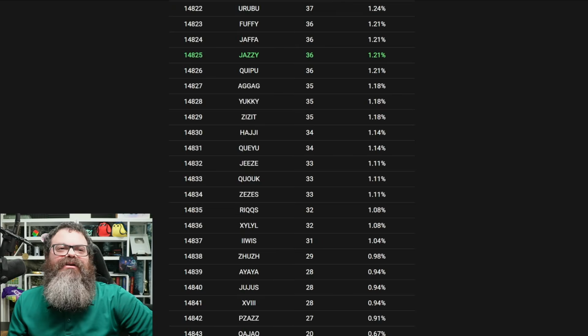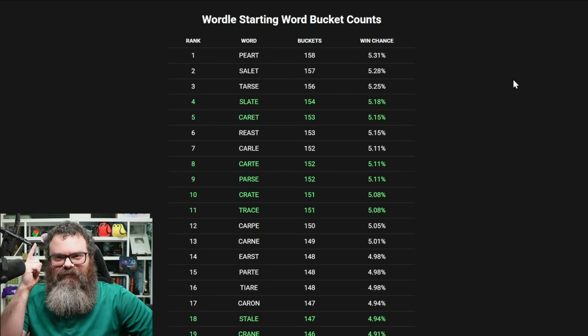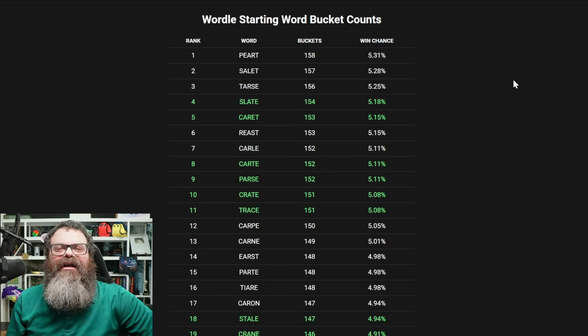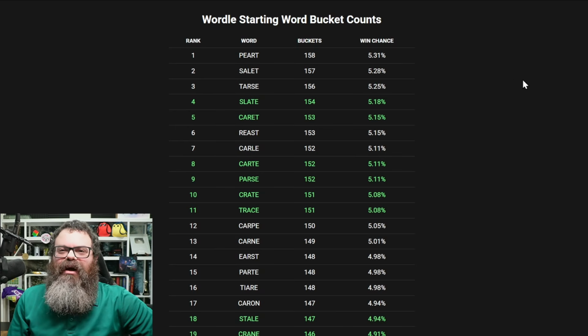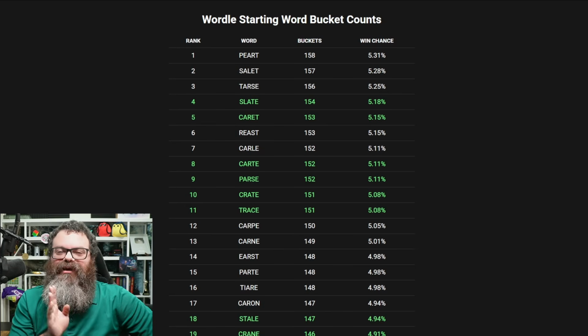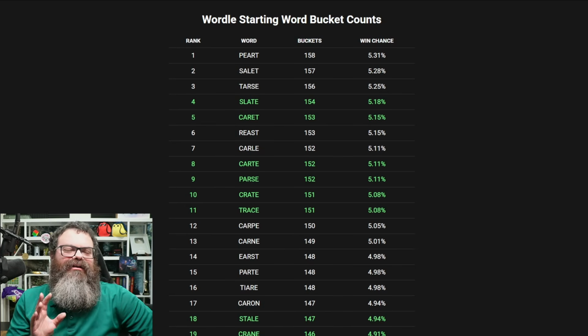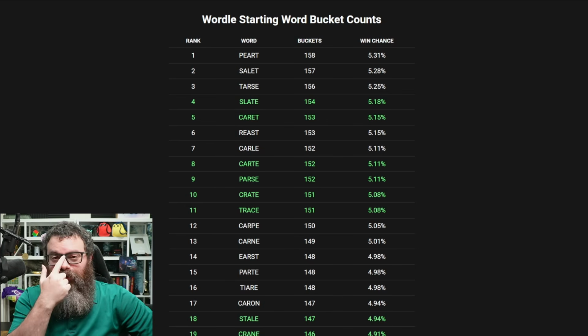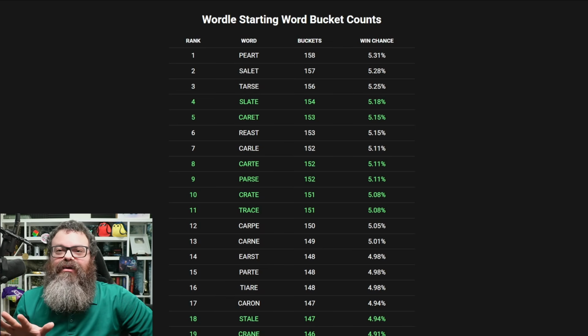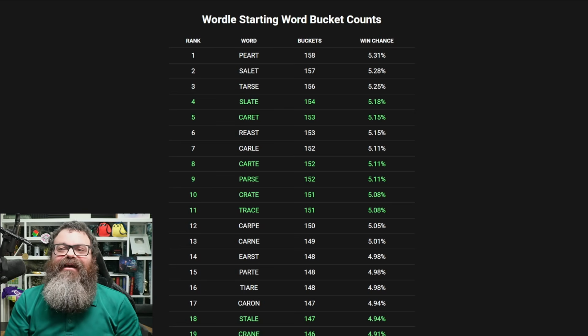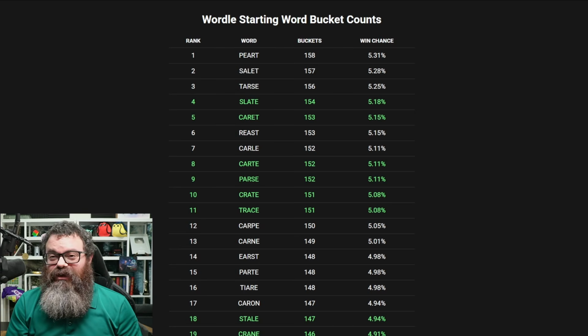All right, now, I know there's a burning question in your mind, because it was burning in my mind as well. What is the theoretical maximum number of buckets? Well, I can give you an upper bound, which is 243. There are 3 possible colors per slot. There's 5 slots. 3 to the 5th power is 243. So theoretically, there could be some starting word that is going to give you 243 buckets.